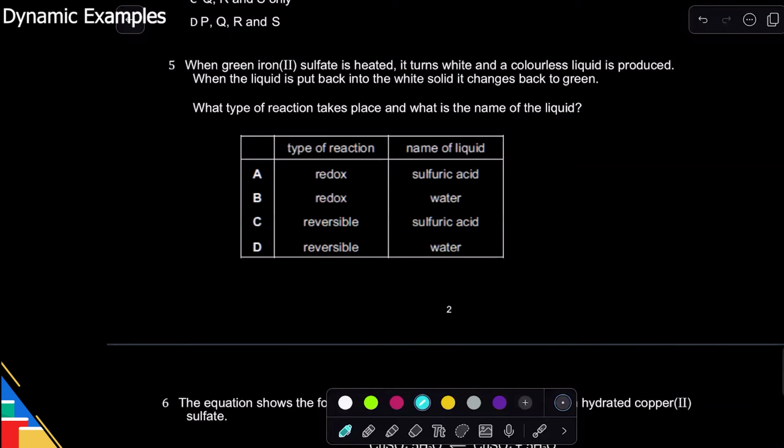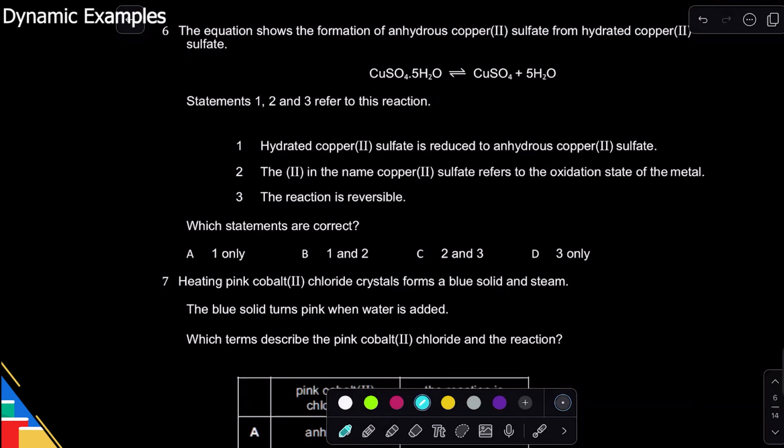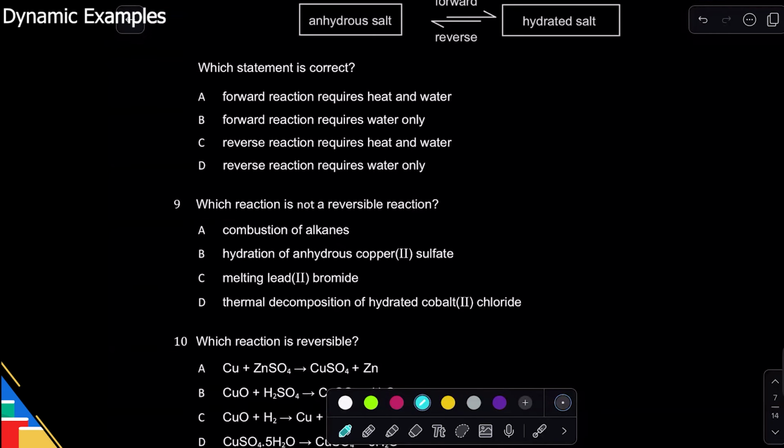When green iron 2 sulfate is heated, it turns white and a colorless liquid is produced. When the liquid is put back, the white solid changes to green. Again, we have seen this. This is a reversible reaction, and the water is the substrate. So in most of these reversible reactions, the simplest example is when you add water to the crystals to make them hydrated, and you remove it for them to become anhydrous. So all of these reactions work the same way. Let me look for some other.